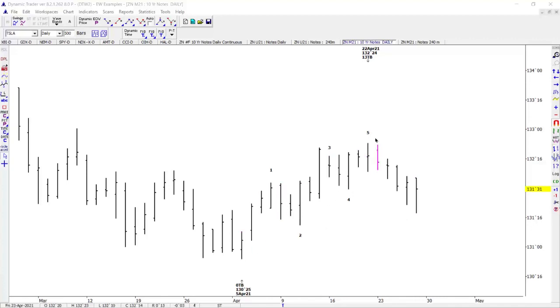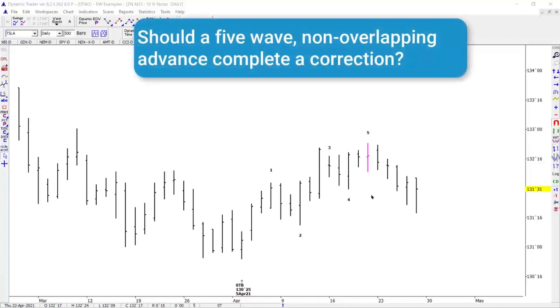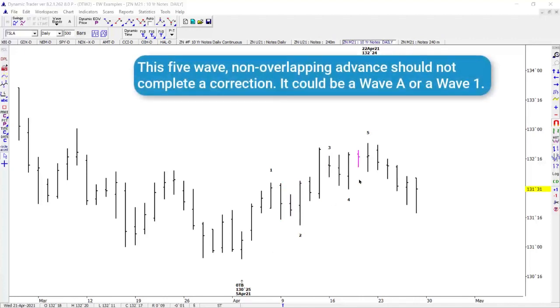So what is this? Should this be a complete correction, or is it the beginning of a bull trend? Have we reversed the major trend? We don't have to make that decision. Number one is, as you know, it can't be, or it shouldn't be, I should say, a completed correction, because a correction should not be complete on an impulsive 5-wave trend.